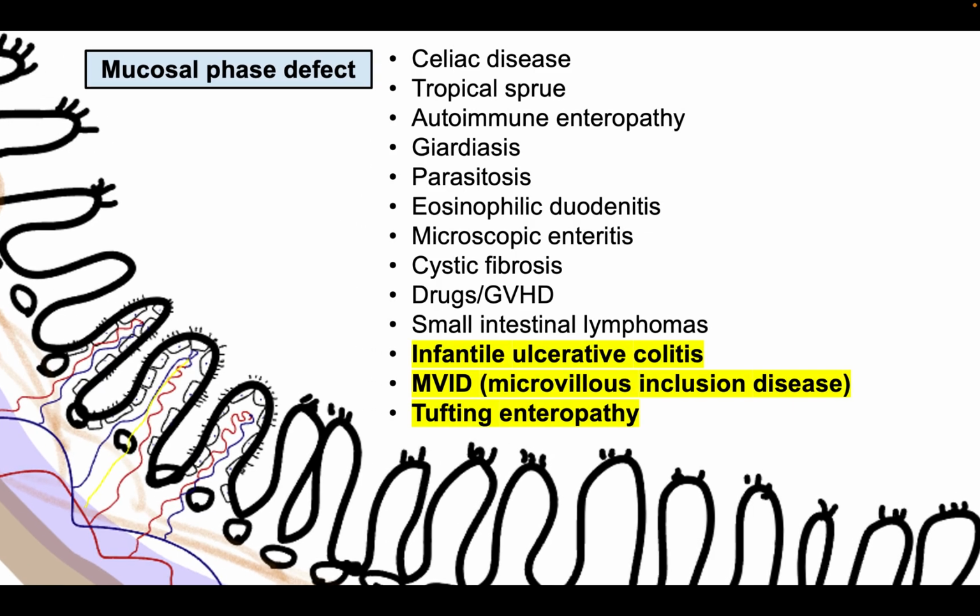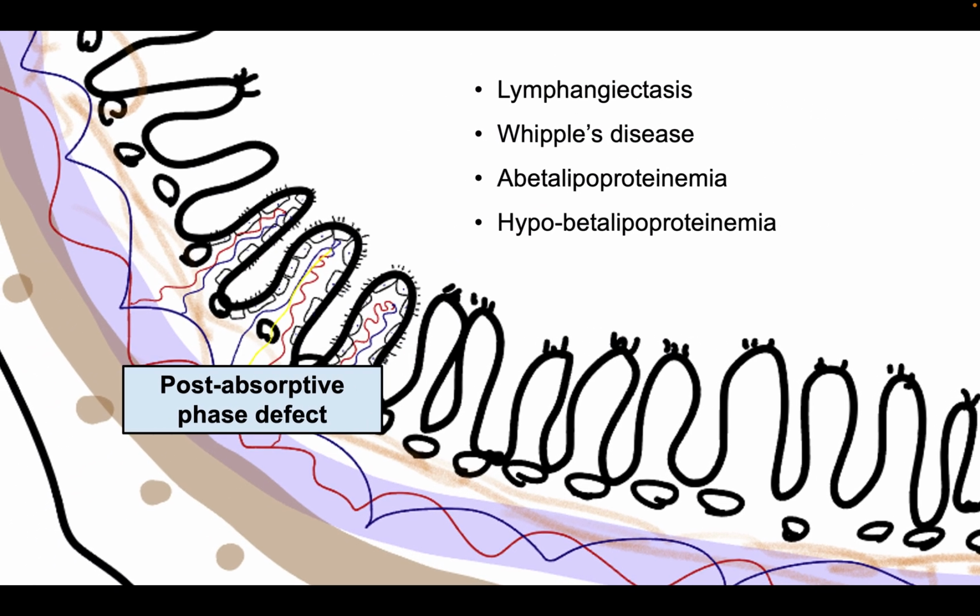Next is the mucosal phase defect, where nutrients are absorbed, and defects here can result from conditions like celiac disease, the most common. They are followed by tropical sprue, autoimmune enteropathy, giardiasis, parasitosis, eosinophilic duodenitis, microscopic enteritis, cystic fibrosis, drugs, graft versus host disease, small intestinal lymphomas, then infantile ulcerative colitis, microvillus inclusion disease, and tufting enteropathy. Next is the post-absorptive phase, and the defect leads to lymphadenitis, Whipple disease, abetalipoproteinemia, hypobetalipoproteinemia.